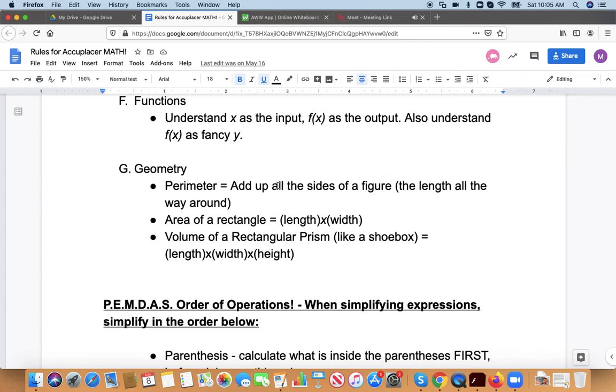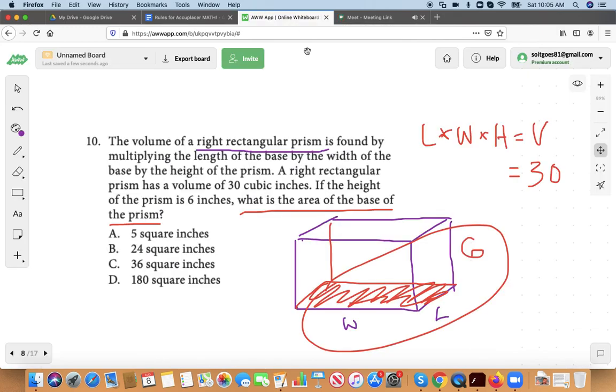Okay. It's basic concept G. It's the second bullet point. Area of a rectangle equals length times width. The length times the width. That's the area of a rectangle. You knew that somewhere in the back of your brain, right? Somewhere. Okay. Got to study. Got to understand it. So you multiply the length times the width, and you get the area of the base of this prism.